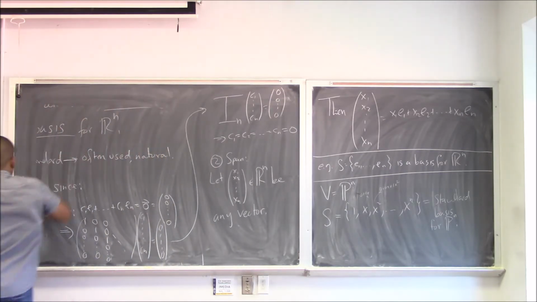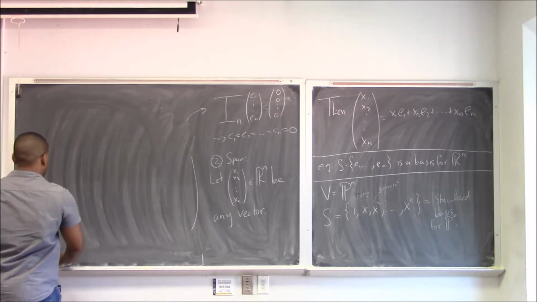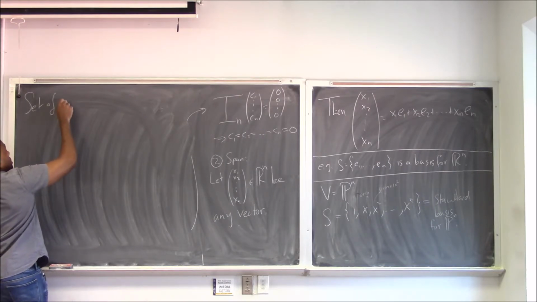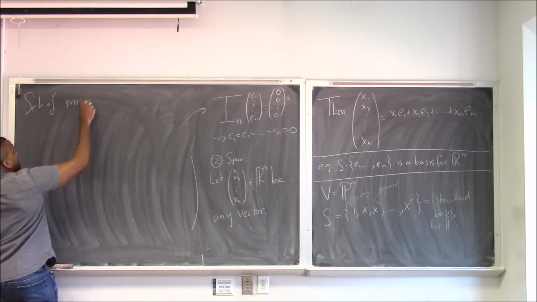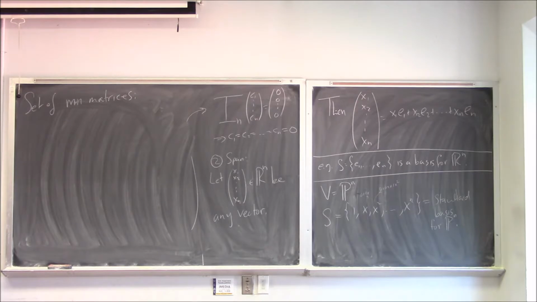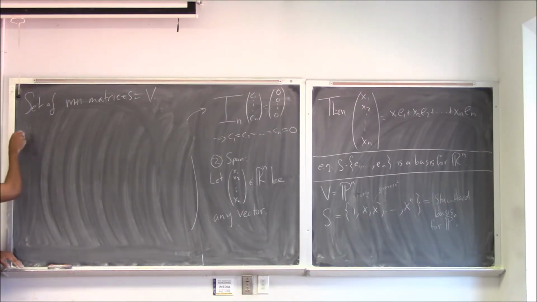Let's look at another one. n by n matrices. That's a vector space. They follow all the 10 axioms of a vector space with regular matrix addition and scalar multiplication. Can you tell me a standard basis for this?